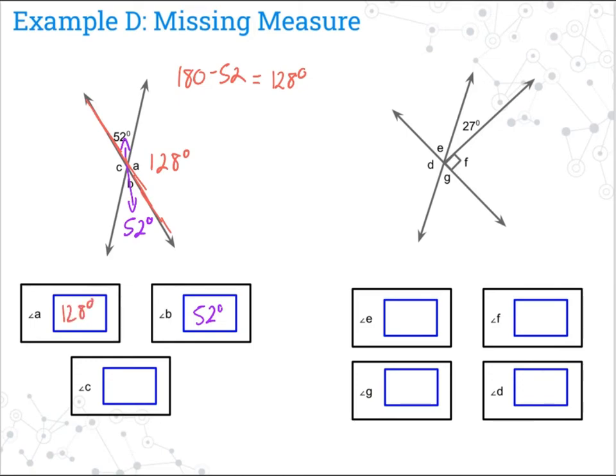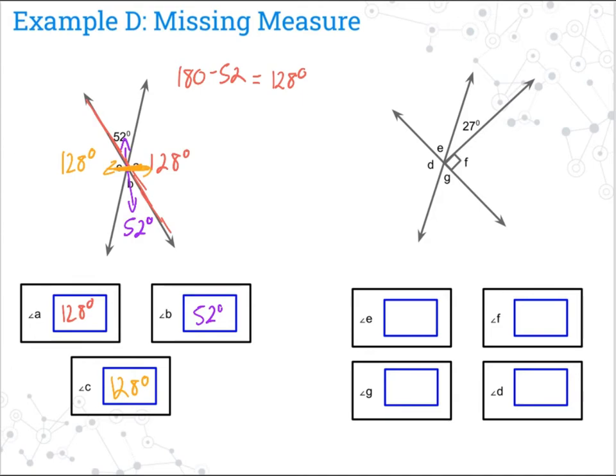And now that we know that A is 128 degrees, we can use our, again, vertical angles tool to realize that A is right across from C. Since A and C are right across from each other and they are equal, if A is 128 degrees, C is 128 degrees, and we figured out all our missing angles on the left-hand side. Now let's take a look at the right-hand side there. And again, this one looks a little more complicated.